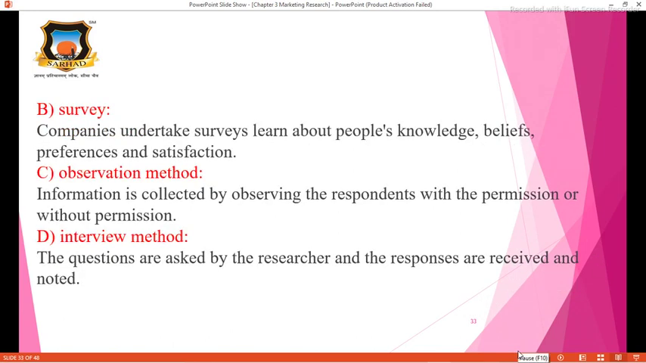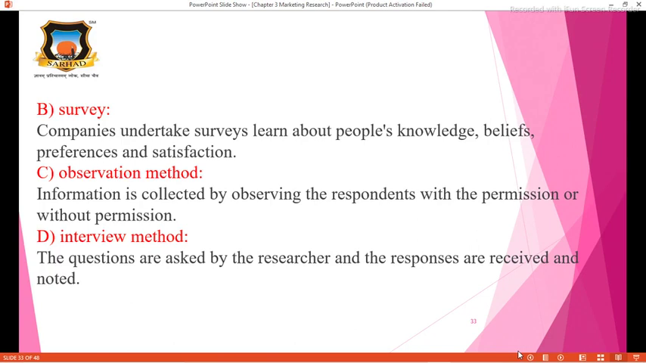The second is the survey method. Companies undertake surveys to learn about people's knowledge, beliefs, preferences and satisfaction. The next is the observation method. The information is collected by observing the respondents, with or without the permission of the respondents.